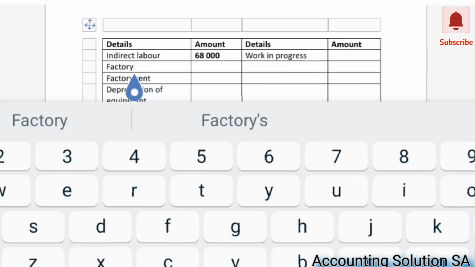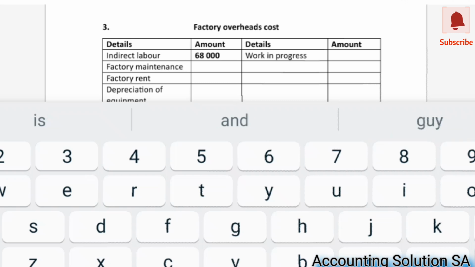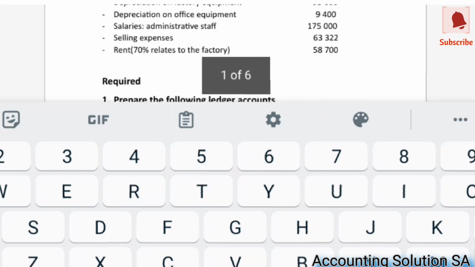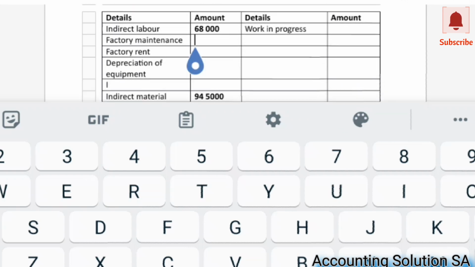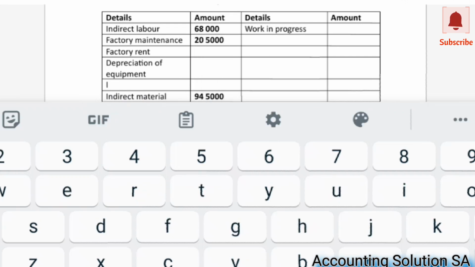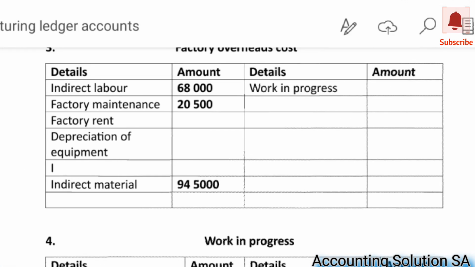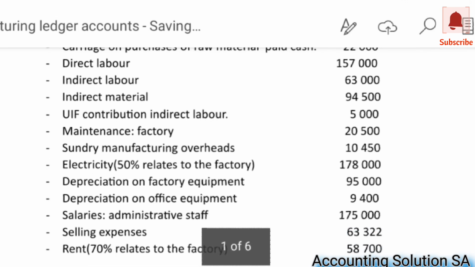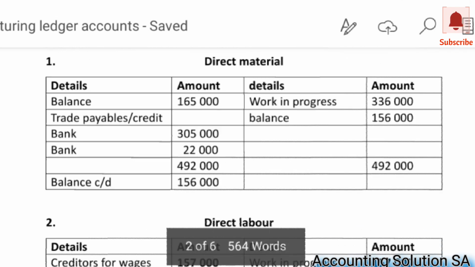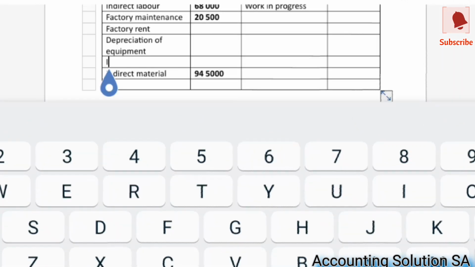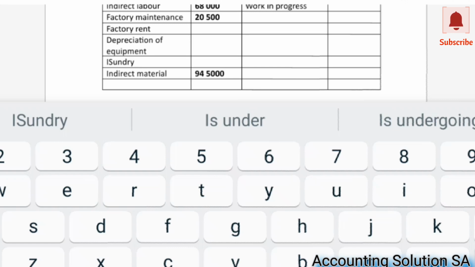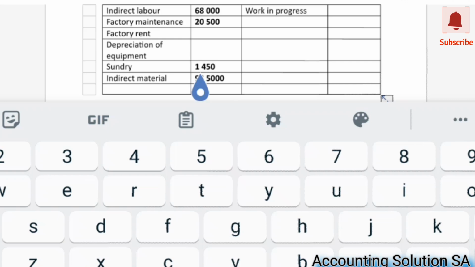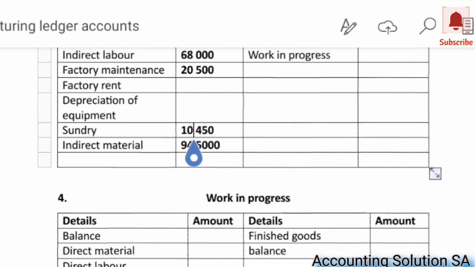Let me write here maintenance. The amount is how much? Let me check again. Maintenance, 20,500. Simple as that. Now let's take another one. Sundry manufacturing overheads, 10,450. Yes, we're going to include it. Sundry, 10,450. Just like that.